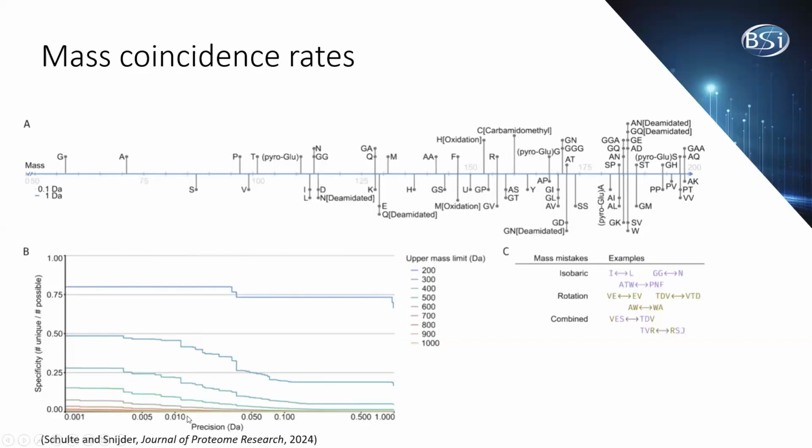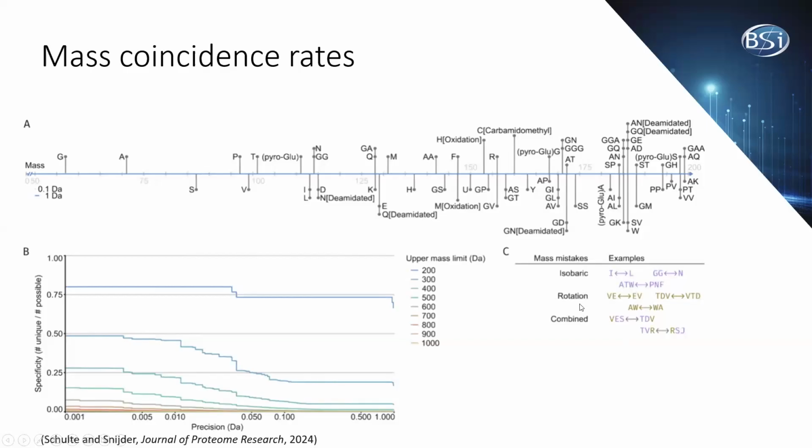And in addition to that, if you decrease the precision, so if you increase the error tolerance that you're allowing for each assignment, you also decrease the specificity of the peak assignments. And so these sequence errors arise in 3 different ways. You have the isobarics, for example, I and L, or GG and N, which would have the same mass.